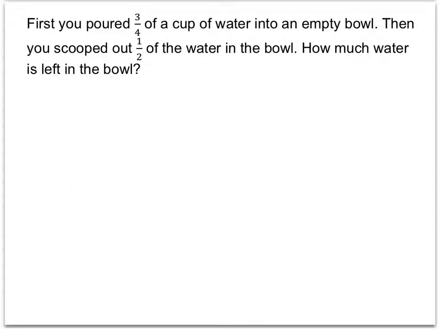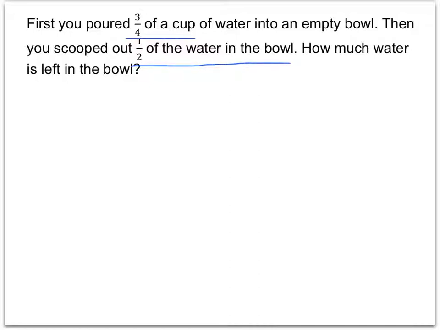Here's another example dealing with measuring baking quantities. So first you poured 3/4 of a cup of water into an empty bowl. Then you scooped out half of the water in the bowl. How much water is left in the bowl? Now notice that we have 2 fractions here, 3/4 of a cup of water, and then it says we scooped out half of the water in the bowl.